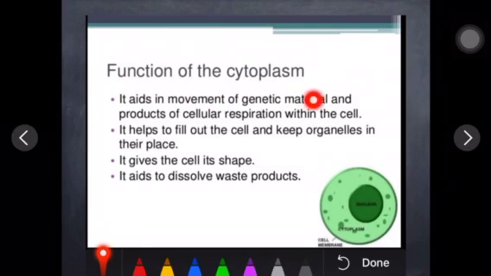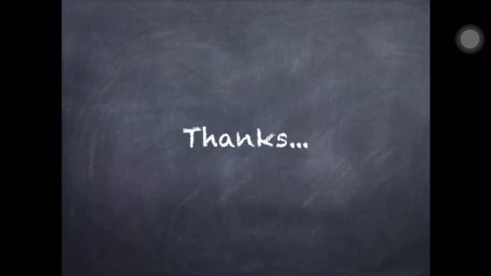It aids in movement of genetic material. It means the genetic material we discussed in the nucleus, DNA and RNA. They are helping in the movement, and also in the movement of products of cellular respiration within the cell. Second, it helps fill out the cell and keeps organelles in their place. It means it is maintaining the place of organelles. It gives the cell its shape. It is helping to retain the shape of the cell. It aids in dissolving waste. It means it is helping to dissolve waste products of the cell as well. So these are the roles of cytoplasm.